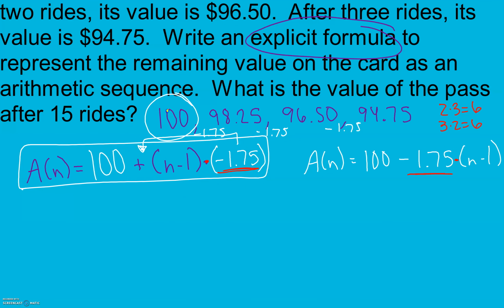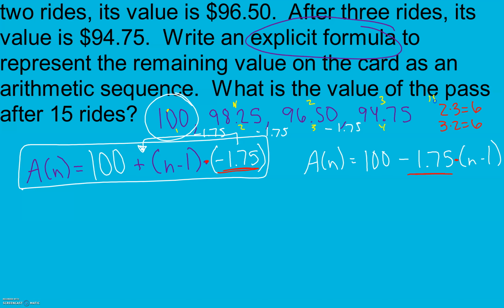Our first term, we didn't ride yet. After our first ride, it told us it was 98.25. After our 2 rides, the value is 96.50. After 3 rides, it's 94.75. So this is actually our first term, our second term, our third term, our fourth term.